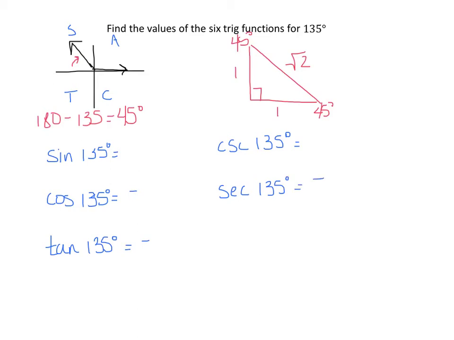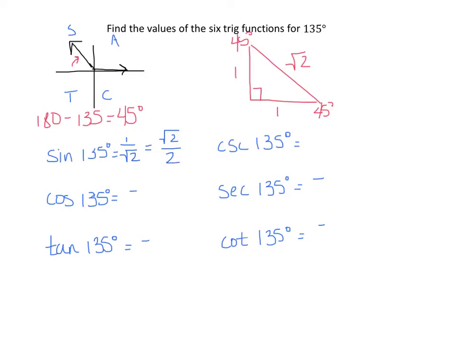This one will be negative. And this one will be negative. So when I start this, looking at this reference triangle, I can say the sine of 45 degrees is opposite over hypotenuse, so that's 1 divided by the square root of 2. I need to rationalize this denominator, and this becomes the square root of 2 over 2.